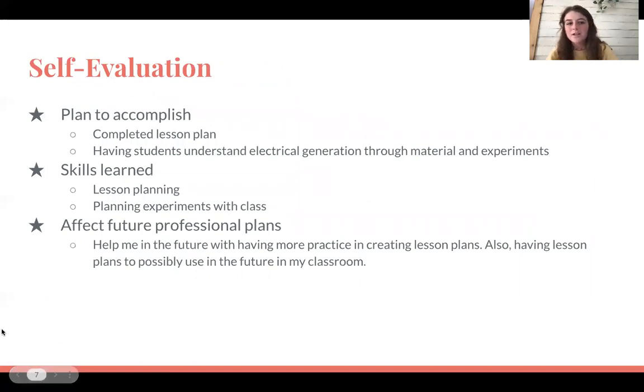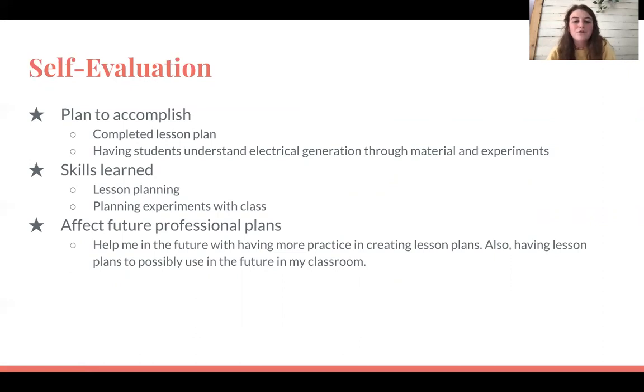So for self-evaluation, I plan to accomplish a completed lesson plan and have students understand electrical generation through materials and experiments. This is like the objectives, what I want each student to actually learn. Skills learned: lesson planning. I've only created a few lessons, so it's going to be really helpful to continue building my skills as I head further down my major. And then planning experiments in the class. I've never done an experiment, or especially planned one with a bunch of people, so it would be really fun to learn how to do that.